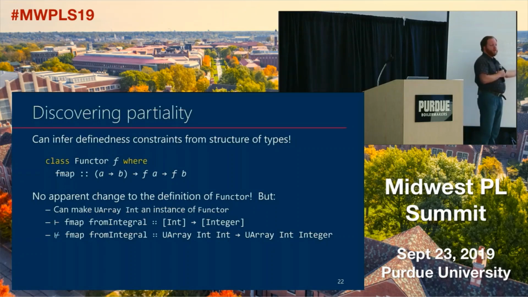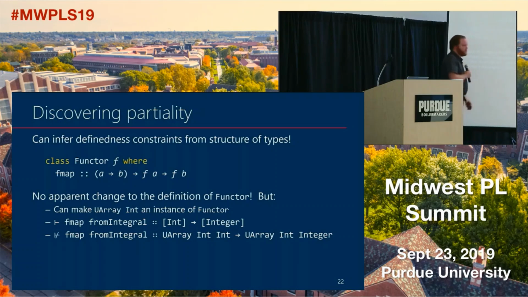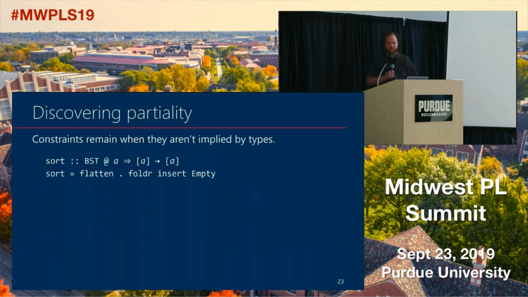And get lists of integers back, because list is defined at all types. List of integers is perfectly reasonable. But if I try to fmap from integral across a uArrayInt, this doesn't type, right? Why doesn't this type? Because to instantiate this type, I need to satisfy the implicit F at b constraint, and that constraint's not satisfiable. So if you try to write this, you'll get an error that says, by the way, uArrayInt doesn't work at Integer. It's exactly the error you want.